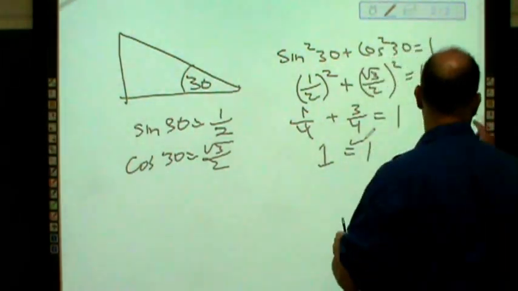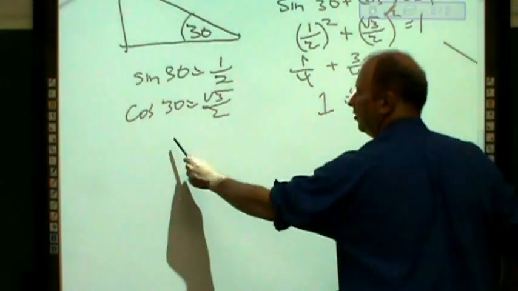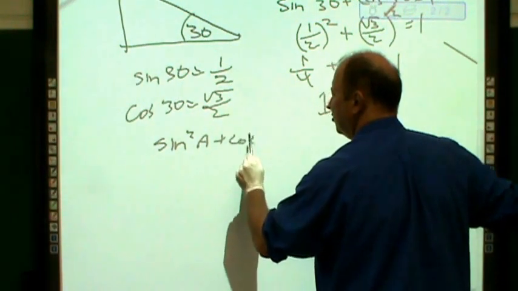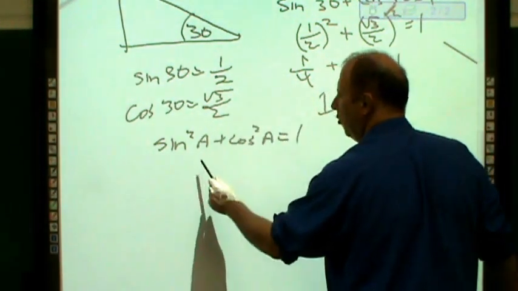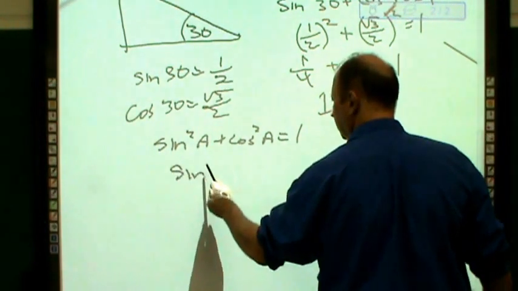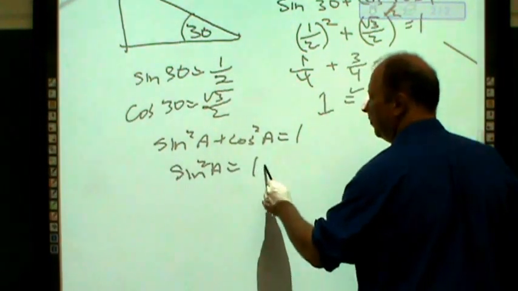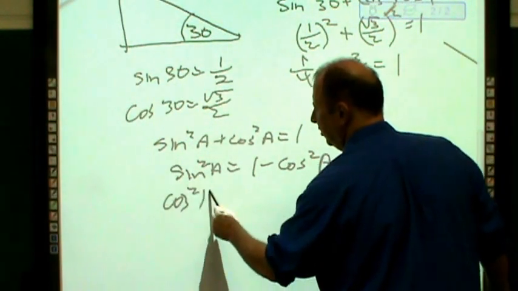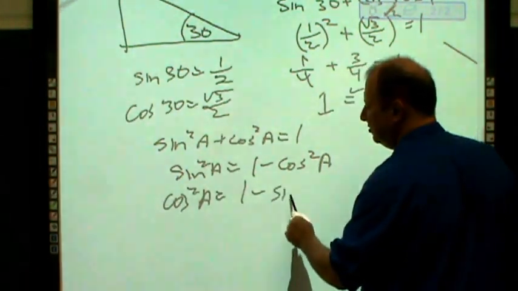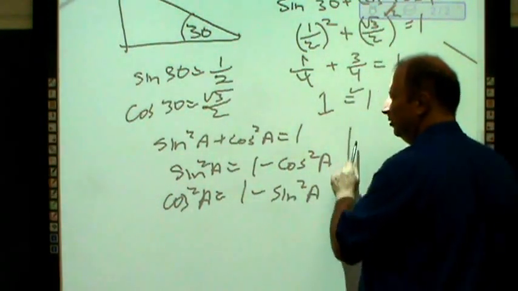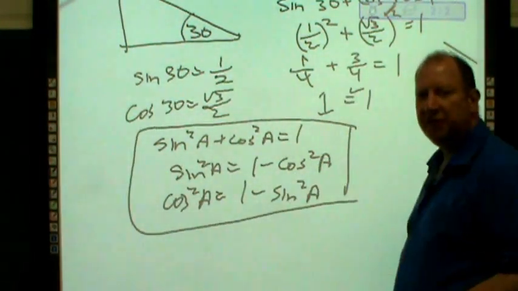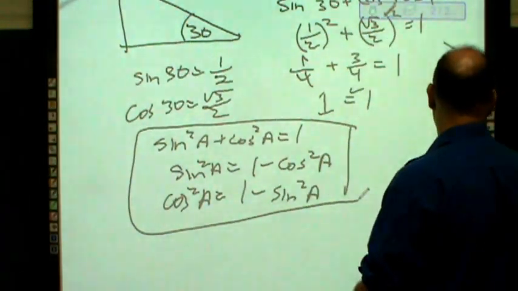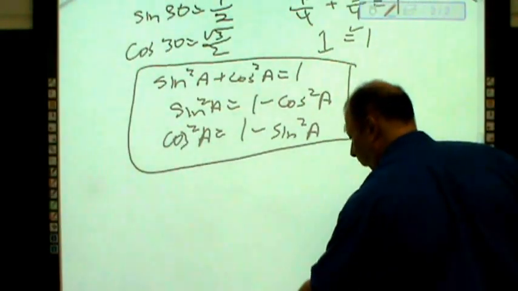And of course, if we said sine squared A plus cosine squared A is equal to 1, we can say sine squared A is equal to 1 minus cosine squared A, and cosine squared A is equal to 1 minus sine squared A. That's the first of 3 Pythagorean identities. Let's look at another one.